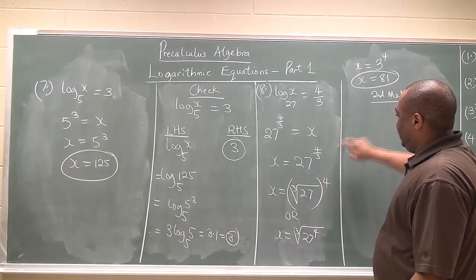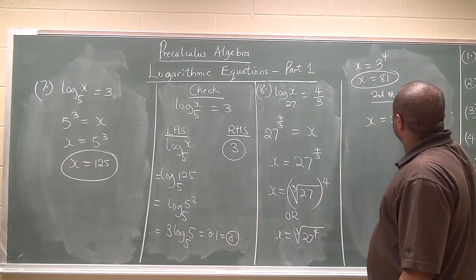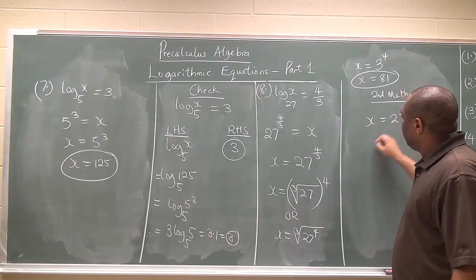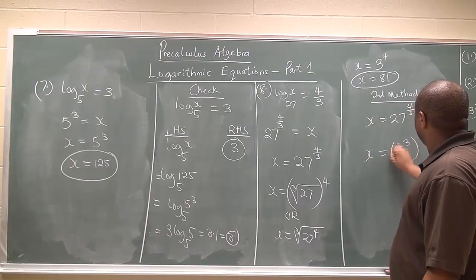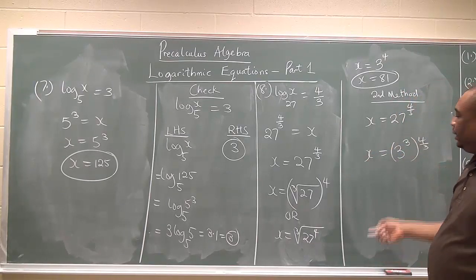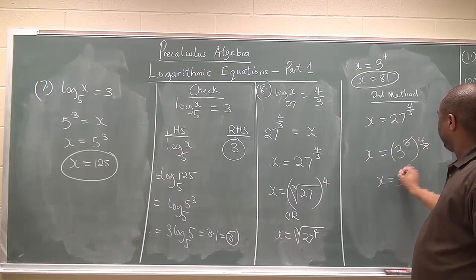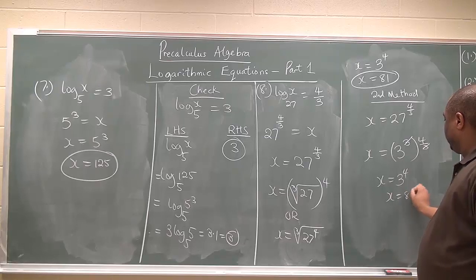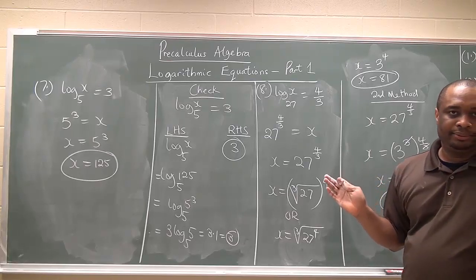Now, we can say x is 27 to the 4 over 3. We can also say that x is 3 cubed, to the 4 over 3, times 4 over 3. Then 3 can divide 3, so we have that x is 3 raised to the power 4, and x will be 81. So whichever way suits you is okay.